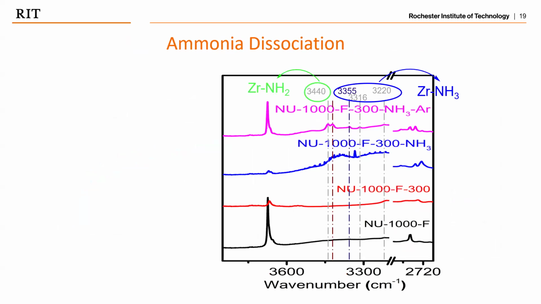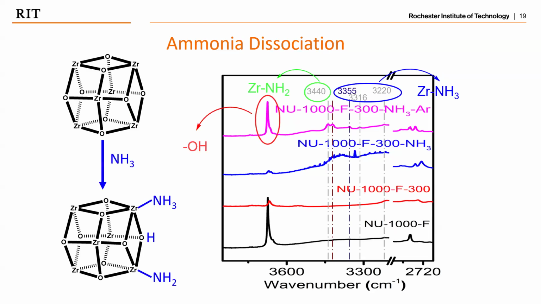And one thing we found out is zirconium, this NH2 stretching here. It indicates this splitting happens, NH3 to NH2. At the same time, we find a very strong OH peak coming up. So that indicates this process happening: ammonia dissociates, goes to NH2, and the proton goes to the bridging oxygen to get OH stretching.